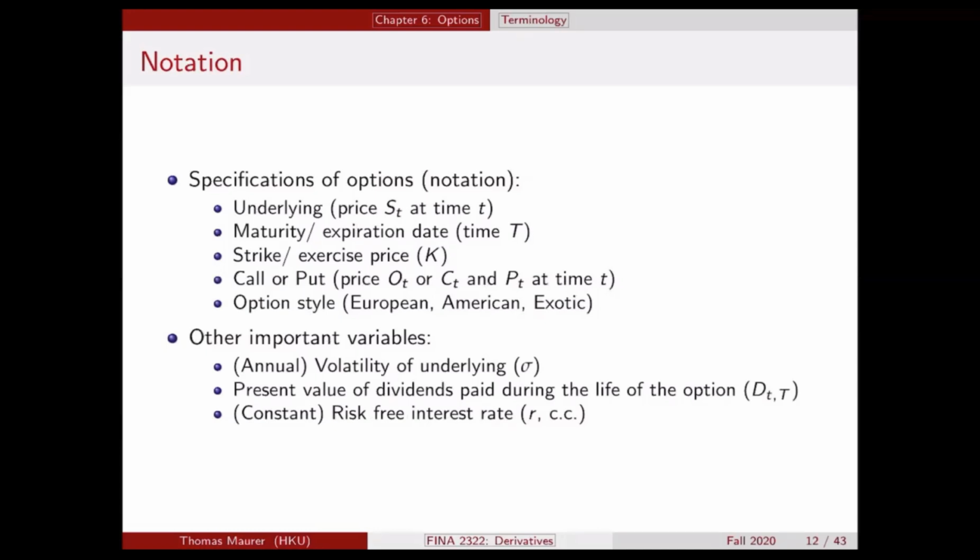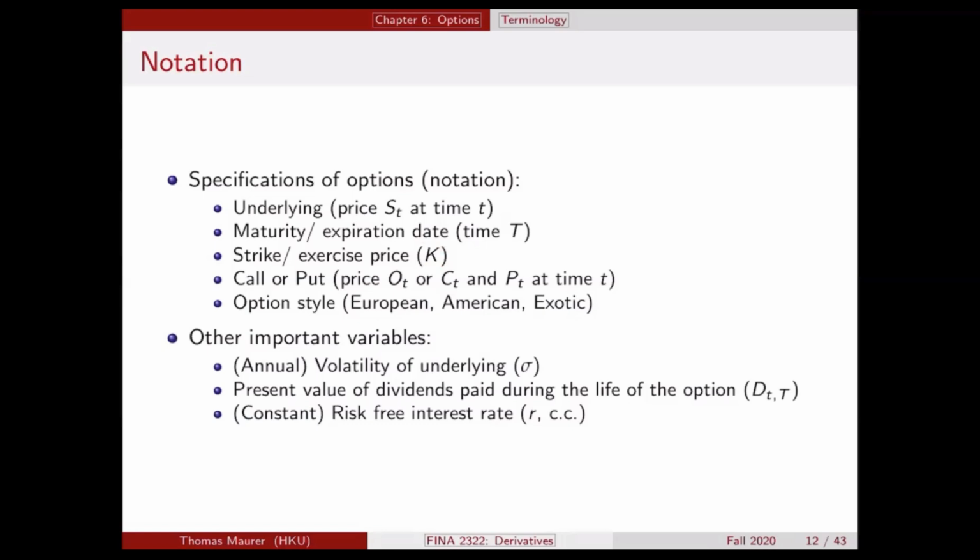Let me just take very quickly some time talking about notation, which we're going to use a lot later in this course. So for the underlying asset, similar to when we talked about futures and forwards, we're going to write that by S. That's the price of the underlying asset. Then we denote the maturity date of an option by capital T, and we denote the strike or exercise price of an option by K.